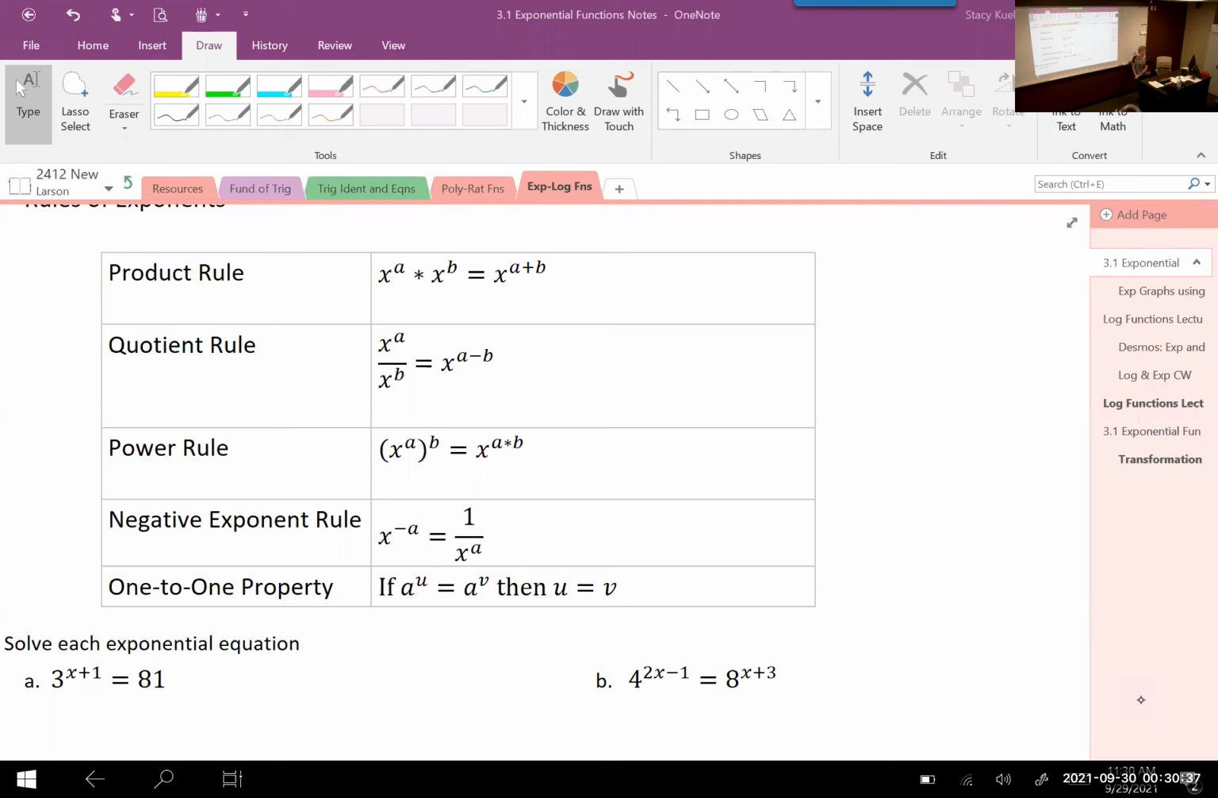The other rule that we're going to look at and practice with is what we call the one-to-one property. That property says that if I have two expressions with the same base that are set equal to each other, then I can take their exponents and set them equal to each other and solve, because they would have to be the same exponents, wouldn't they? If the two bases are the same and the expressions are equal, then the exponents have to be equal. It's a property that we're going to use.